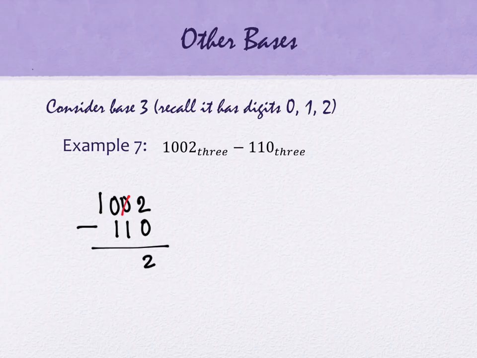But if I move 1 column over, which is the 3 squared column, I don't have anything there to borrow from either. So I have to move 1 more column over, and this 1 will get borrowed from. But when I borrow 1 in base 3, how many am I borrowing? 3. I'm borrowing 3. So whatever base you're in tells you the amount that you borrow. All of my longs are 3 long, right?